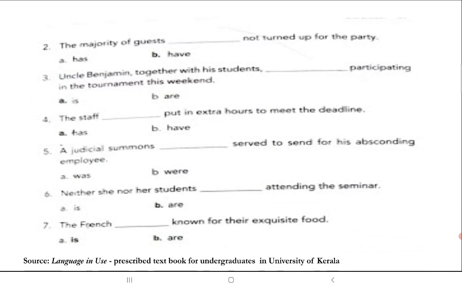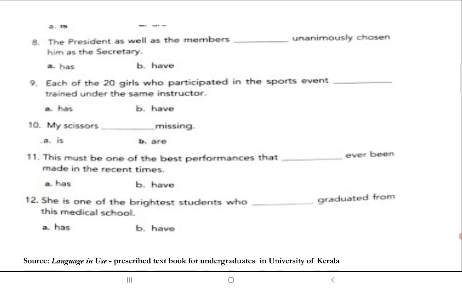Neither she nor her students attending the seminar are attending the seminar. The French known for their exquisite food. French are known for their exquisite food. The president as well as the members unanimously chosen him as the secretary. Have unanimously chosen him as the secretary. Have.